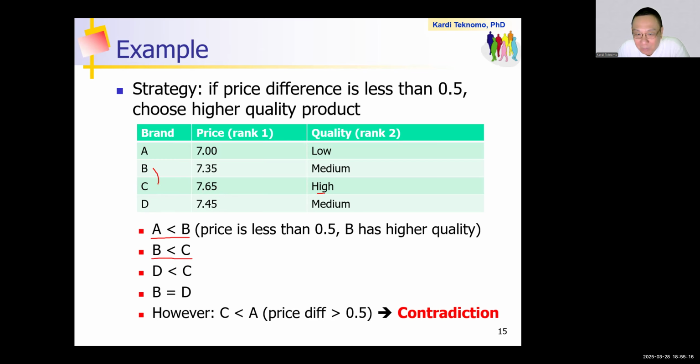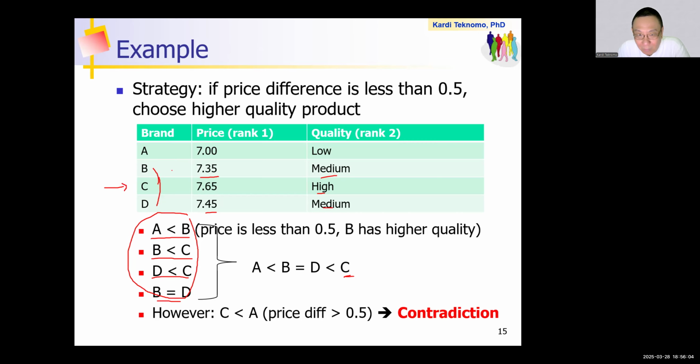Yeah? So this one, B and D. Oh, this one, the difference is also less than 0.5. But they are the same, yeah, medium and medium. So in this case, you will say B is equal to D. Okay. So if you just base on this comparison, what is the conclusion? The conclusion is A is less than B, right? B is equal to D, and then both of them are less than C. So C is supposed to be the winner in here, correct? So you will select C.